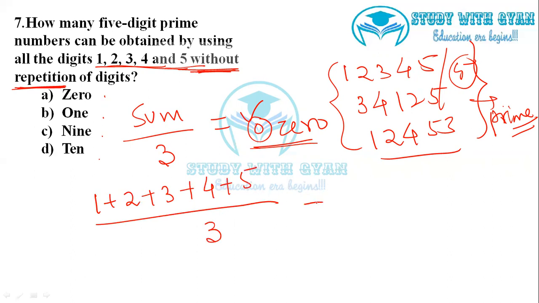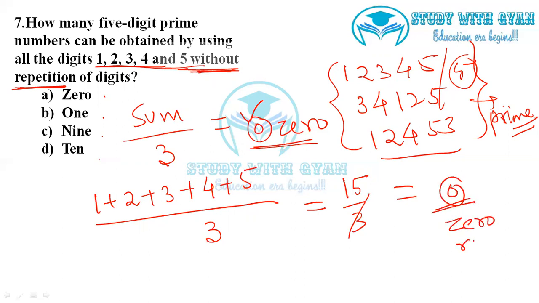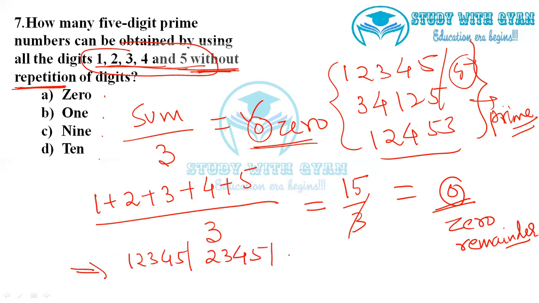And when we divide it by 3, we get 15 divided by 3. So this number is completely divisible and the remainder is 0. It means whatever combination you take from 1, 2, 3, 4 and 5 without repetition, that number will always be divisible by 3. Whether you take it like this or like this or anything else, that will always be divisible by 3.